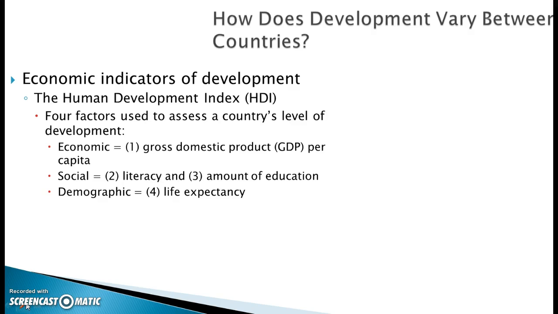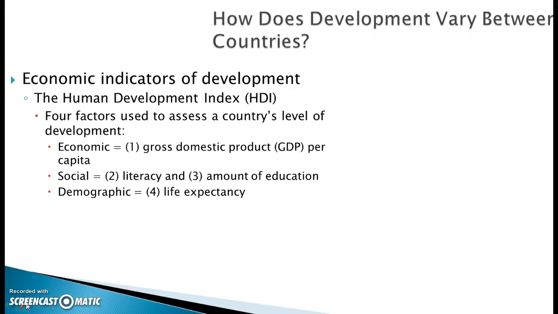So then we can start to dig into that question of how does development vary between countries. And one of the indicators that we oftentimes use, and we haven't really talked about this in class yet, is the Human Development Index, which was developed by the United Nations as a way to assess a country's level of development. And it's really based on four factors.